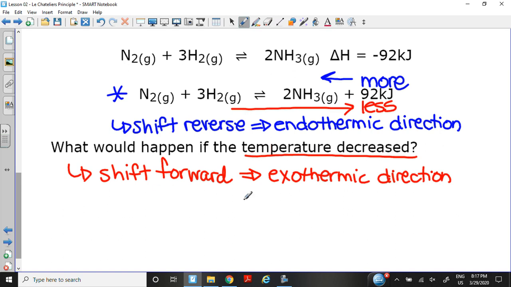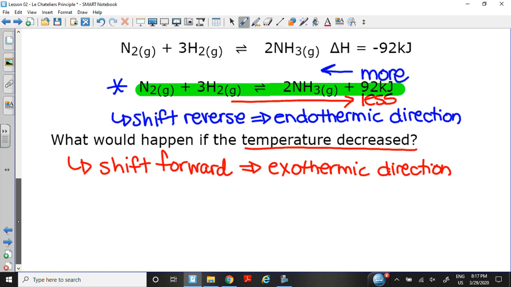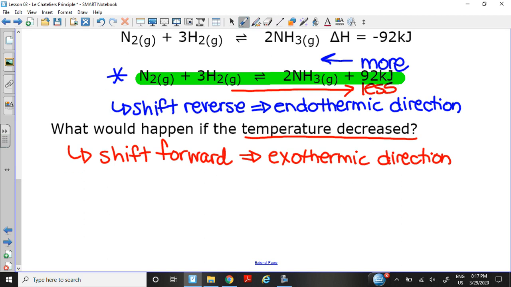This will vary forward or reverse depending on whether you start with an endothermic reaction or start with exothermic. But if you make sure that you always write your equation with energy on the reactant or product side for endothermic or exothermic, it makes it work very similar to your concentration situation.